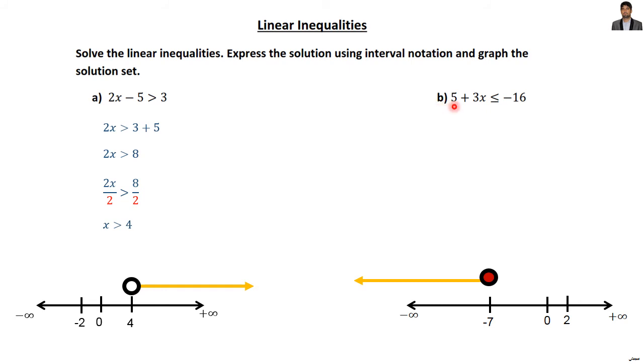Part B now, 5 plus 3x is less than or equal to minus 16. Move 5 to the right side, minus 16 minus 5 will give us minus 21. Divide both sides by 3. x is less than or equal to minus 7. So the numbers smaller than minus 7. On the real line graph, minus 7 is here, and then go left.